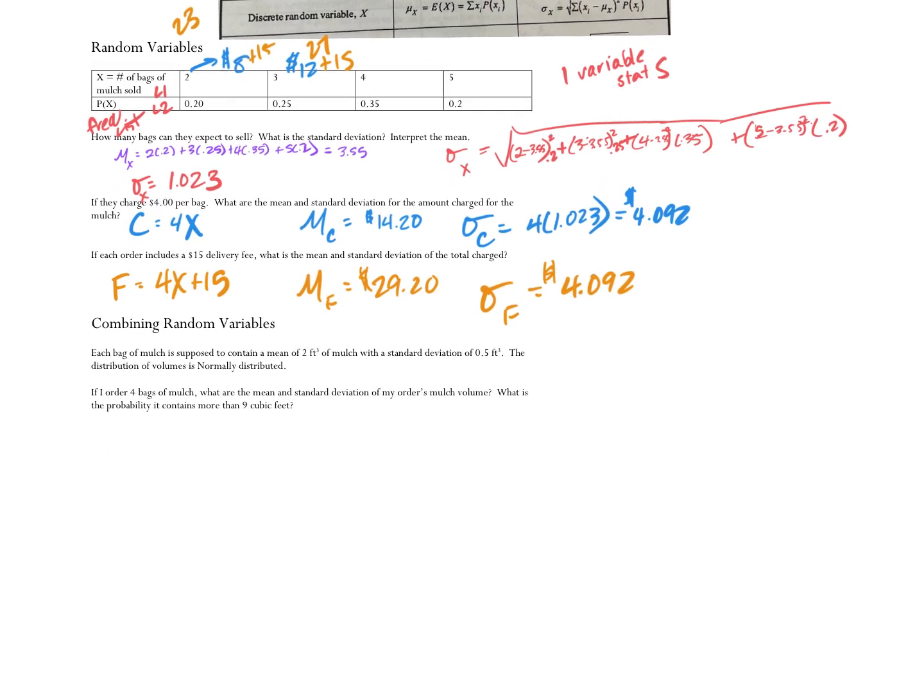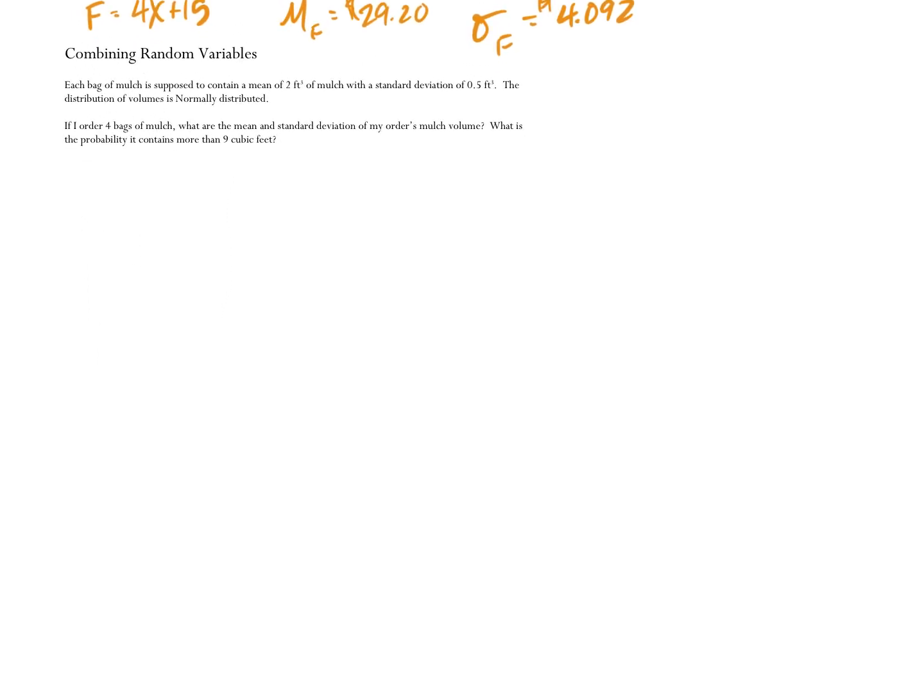All right, now consider each bag of mulch is supposed to have 2 cubic feet, so the mean of the mulch in a bag, so I'm going to call that mu b for one bag, is 2. And the standard deviation of the mulch in one bag is 0.5. Oh, and in this case, we have that they would be normally distributed. Okay? So if I'm getting 4 bags, are all 4 bags going to have the same amount of mulch in them? What do you think?